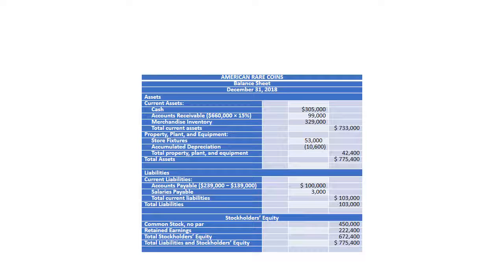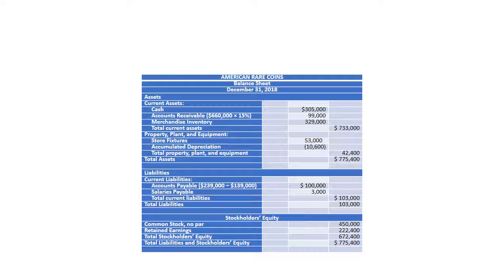Okay. Now my retained earnings balance needs to be updated for the net income. And there's one other account. The store fixtures needs to have accumulated depreciation in it, and that accumulated depreciation will be the same as the amount of depreciation expense because it's the first year of operation. So on the credit side, accumulated depreciation, $10,600. So let's start creating a balance sheet with this information.